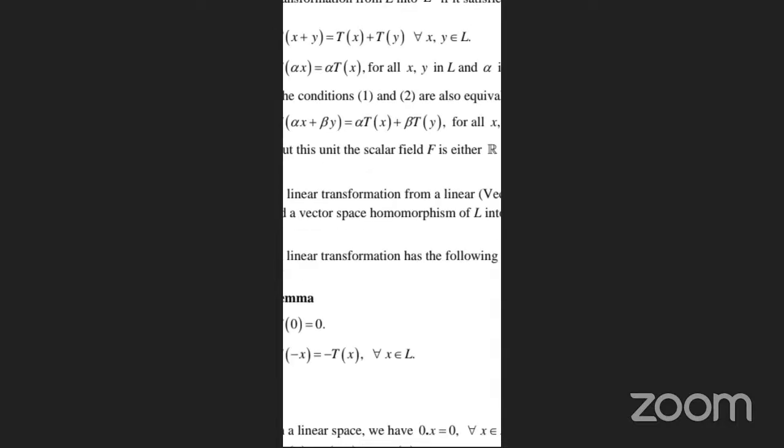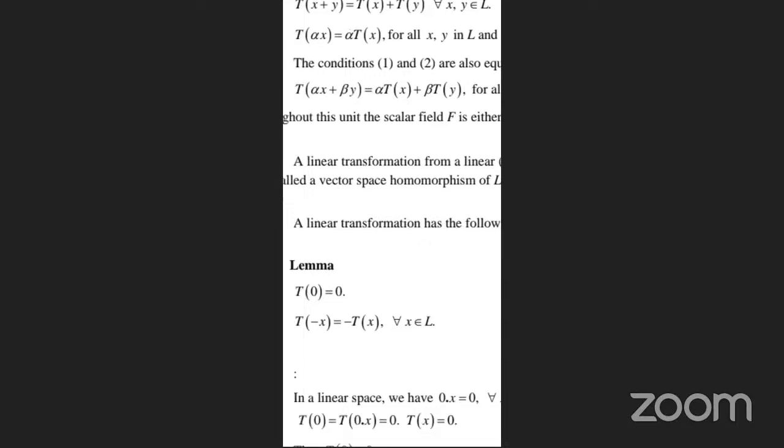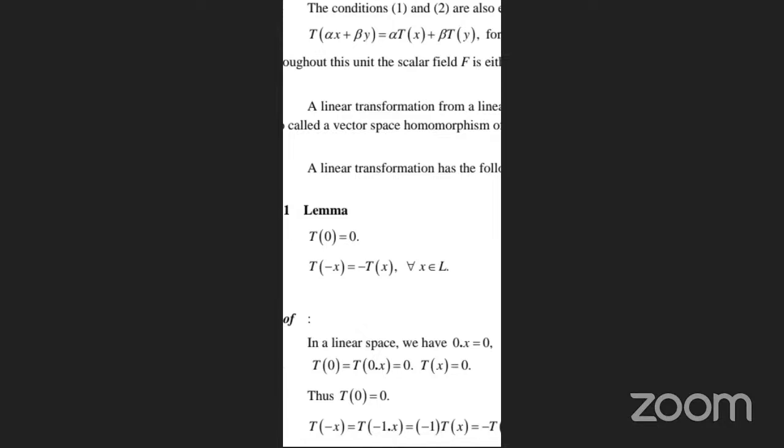Now a linear transformation from a linear space or vector space L into another linear or vector space L dash is called what? A vector space homomorphism of L into L dash. Suppose in the examination it is given: define linear transformation, or vector space homomorphism, or linear homomorphism. The definition is the same. There is the two-step test for transformation, and the second one is the direct condition: T of alpha x plus beta y equals alpha into T of x plus beta into T of y. So that is the definition.